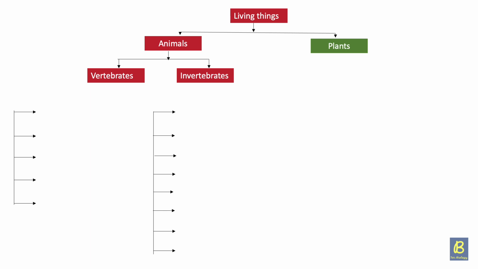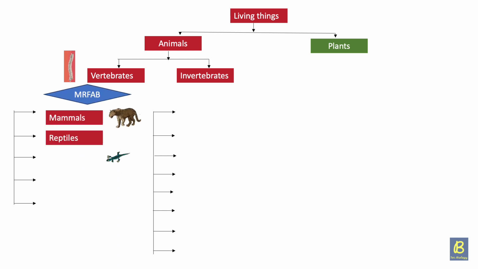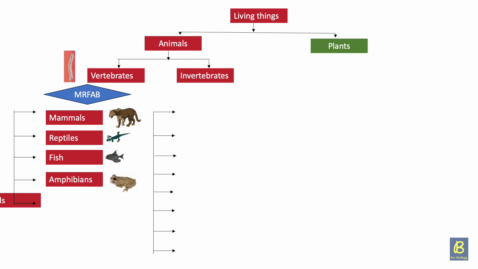Vertebrates, which literally means backbone animals in Latin, are distinguished by the presence of a spinal column, also known as a backbone. This amazing structure provides support, flexibility, and protection for their bodies. Vertebrates are further classified into different groups based on their additional features. We can remember their names using the acronym Mr. FAB, where M stands for mammals, R for reptiles, F for fish, A for amphibians, and B for birds. Details of each will be explained later in the video.